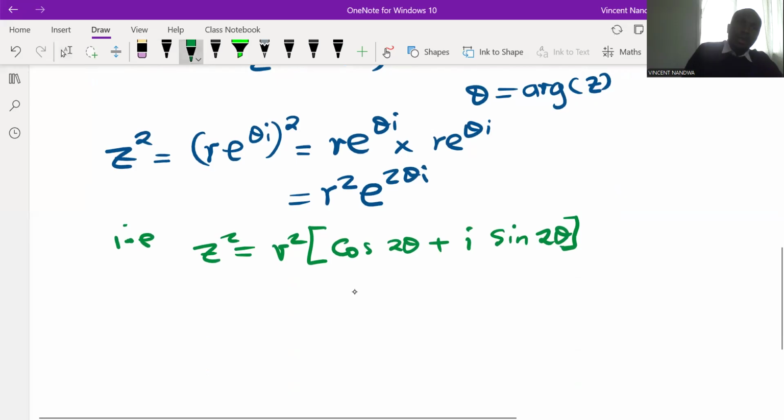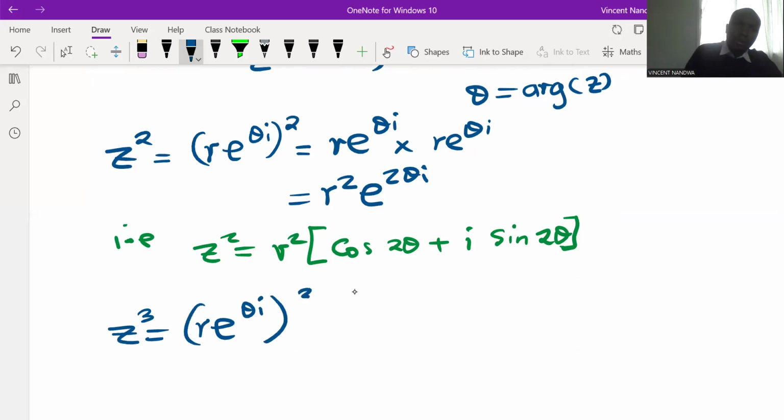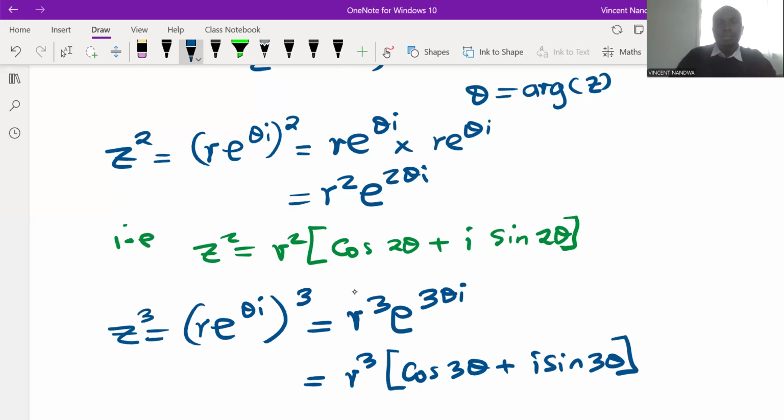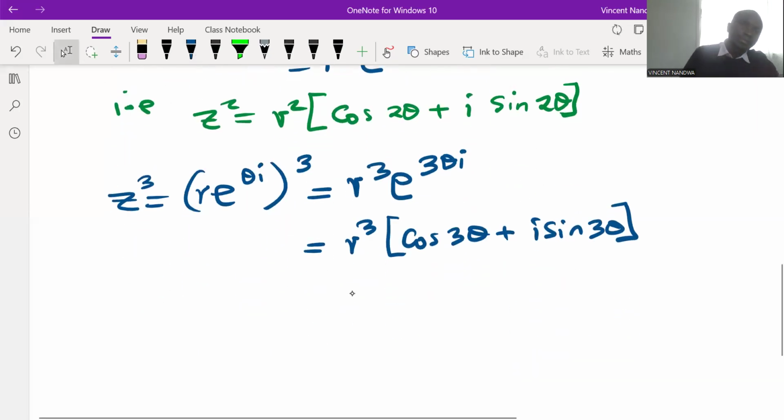Let's also cube the complex number z. So z cubed will be r e^(theta i) to the power 3, which means to multiply this by itself 3 times, we'll have r cubed e raised to the power 3 theta i, just applying laws of indices. So this will be the same as r cubed into cosine of 3 theta plus i sine 3 theta. So that is the value of z to the power 3.